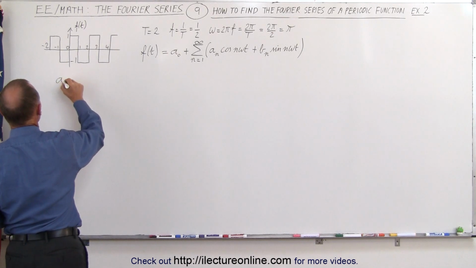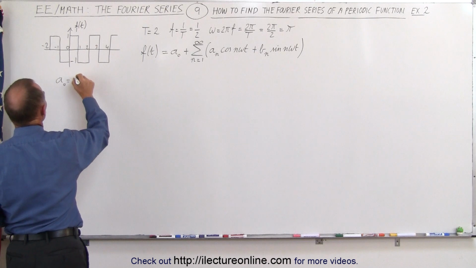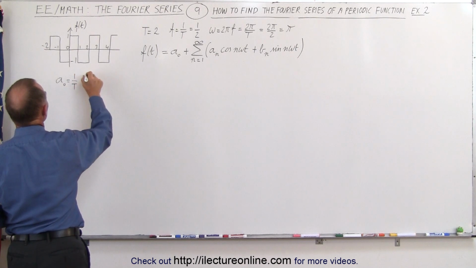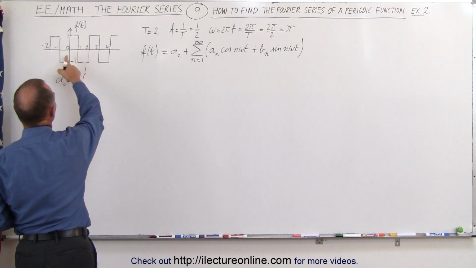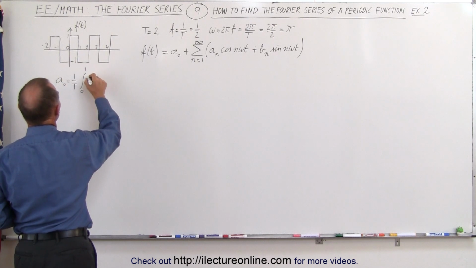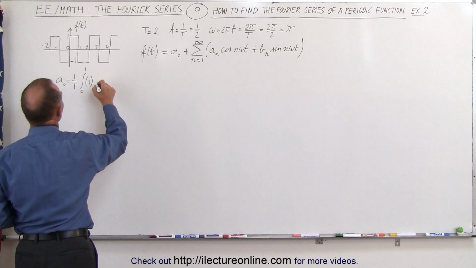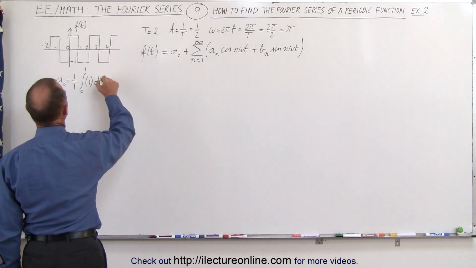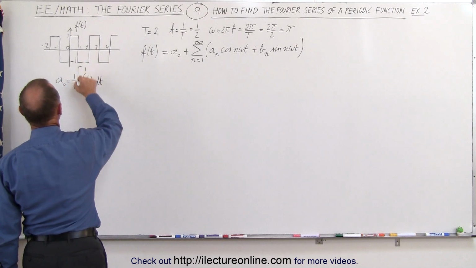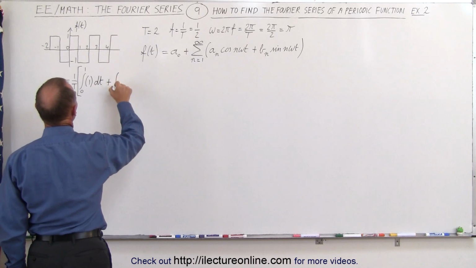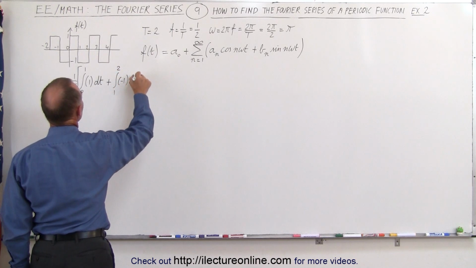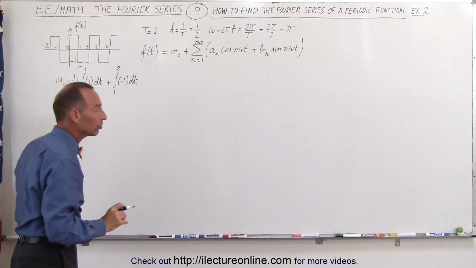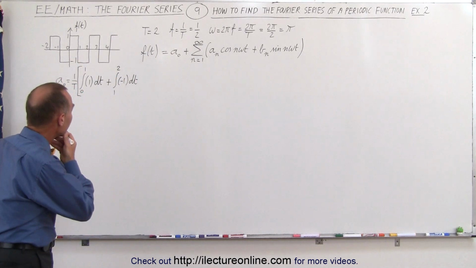So a sub 0 is equal to 1/T times the integral from 0 to 1, because we're first going to start with this portion of the function, which in this case will be 1, times dt. And then we add to that, so let me put a bracket around it, the integral from 1 to 2 of -1 times dt. So we have to account for both portions of the period.